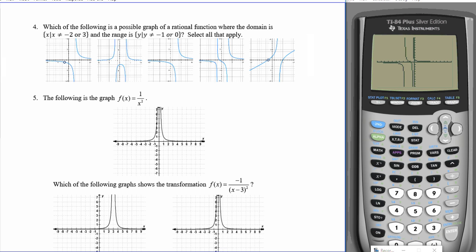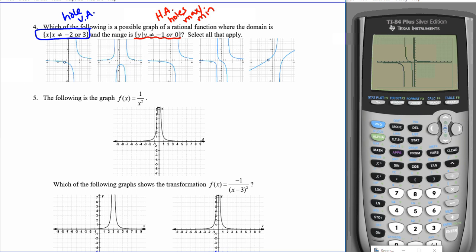Okay, turning the page. We've got number 4 here. Which of the following is a possible graph of a rational function where the domain is x is not equal to -2 or 3? That means that I could have a hole or a vertical asymptote at x equals -2 or 3. Those are the things that happened in these graphs. And then also I've got y is not equal to -1 or 0. So those were usually from the horizontal asymptotes or the holes, or sometimes we had range restrictions from maximums and minimums, but those would usually be greater than and less than.